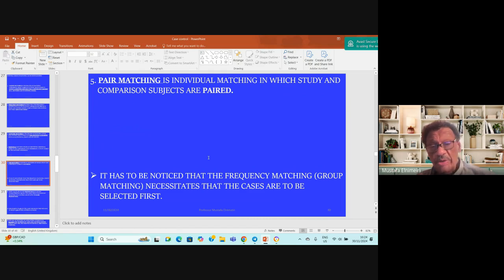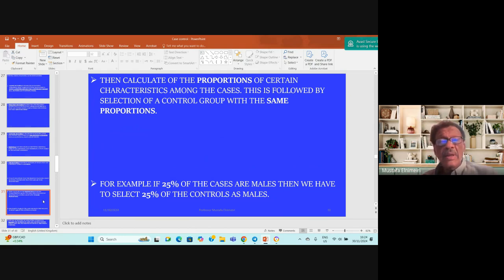It has to be noticed that frequency matching, which is also called group matching, necessitates that the cases are selected first, and then the investigator should calculate the proportions of certain characteristics among the cases, and this is followed by selection of a control group with the same proportions. For example, if 25% of the cases are males, then we have to select 25% of the controls as males.